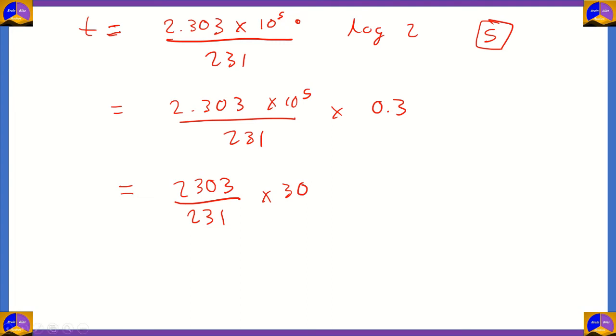Now 2303 divided by 231. Let's start dividing. So 231 does not go into 230, so therefore we have to take another digit. And 231 times 10 is 2310, which is bigger than the numerator given here. So the best thing to do is 231 times 9. 1 times 9 is 9. 3 times 9 is 27. 2 times 9 is 18. 18 plus 2 gives you 20. So 2079 is what we get.